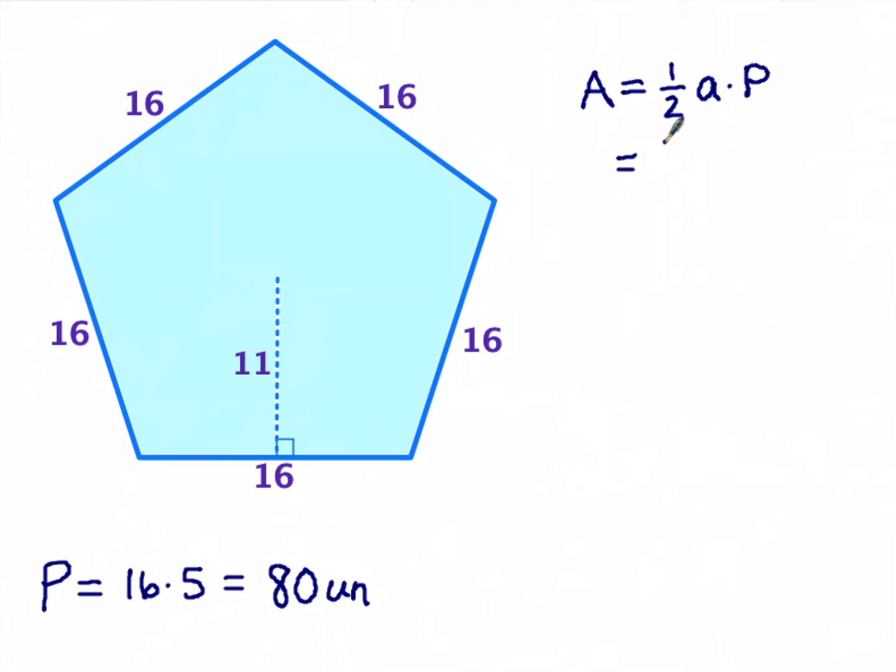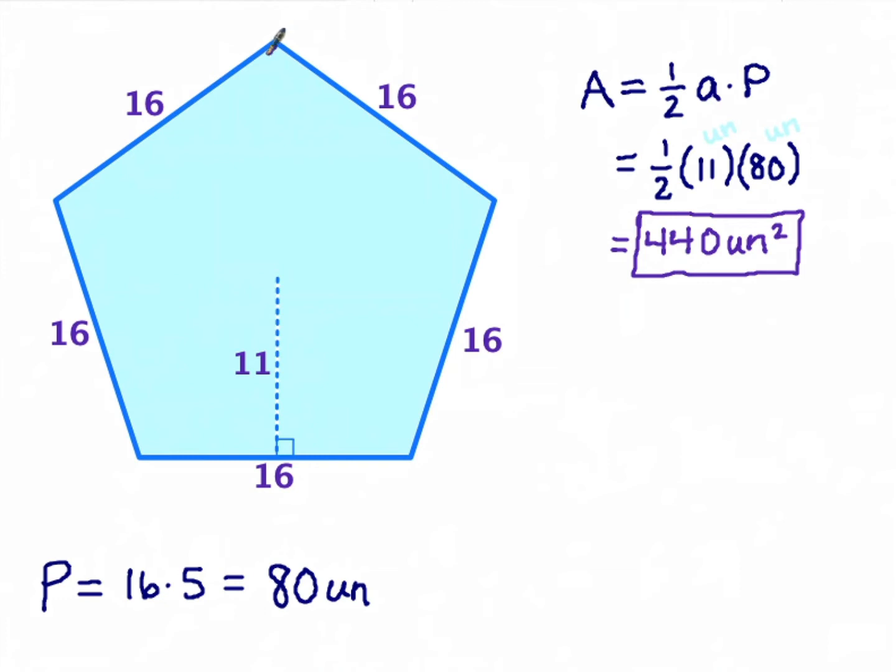So then to find the area, we will just take 1/2 the length of the apothem times the perimeter of the entire pentagon. And P.S., the 11 was measured in just length units, and perimeter is measured in just length units. So when we multiply units times units, we get square units. And that comes out to a total of 440 square units. And remember, that just tells us how many little squares it would take to cover this entire shape.